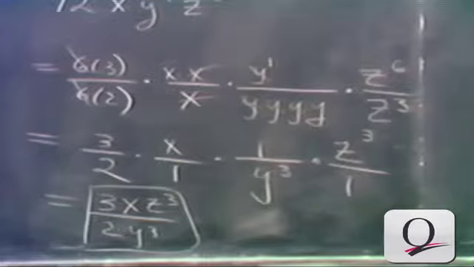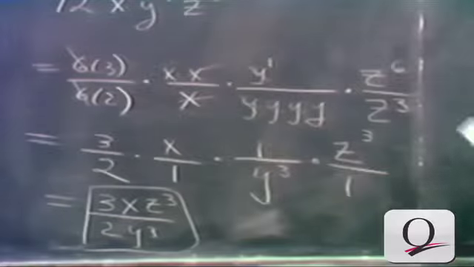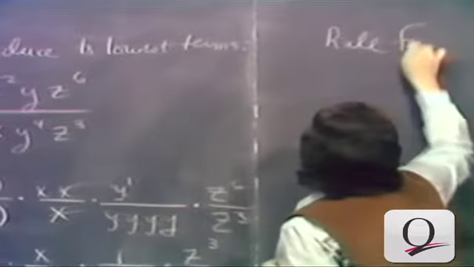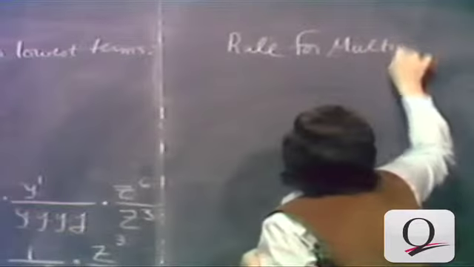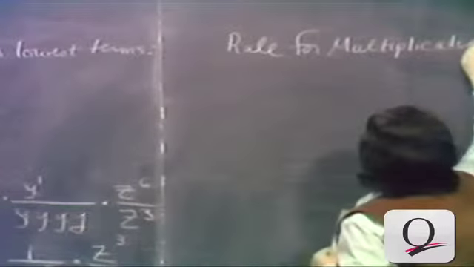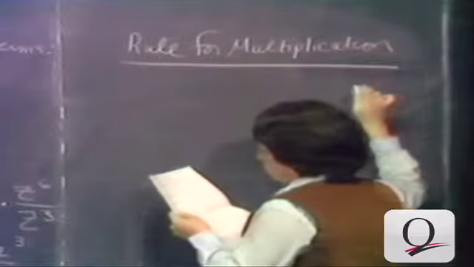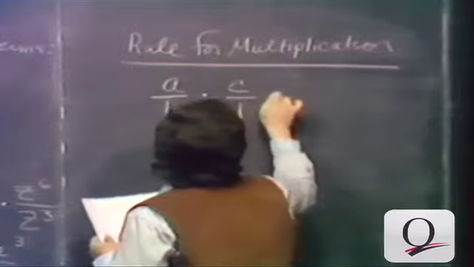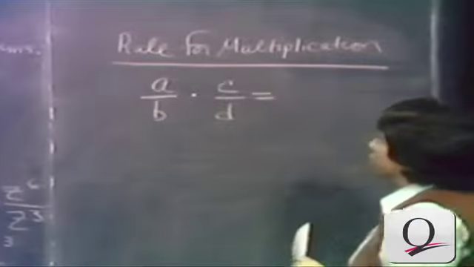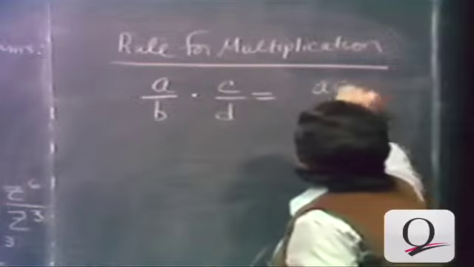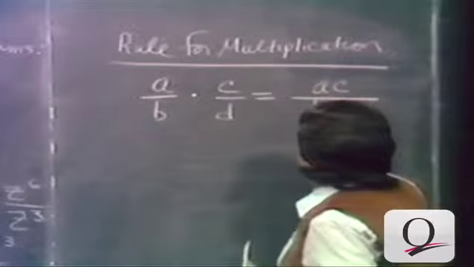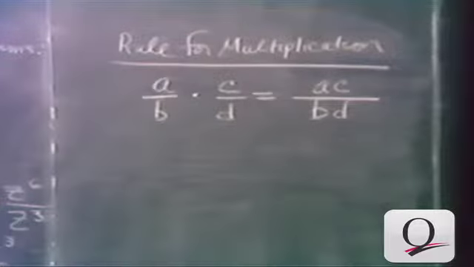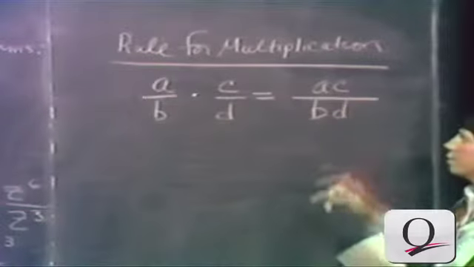OK, in doing this, we were actually sort of using the rule for multiplication of fractions, which I would like to state for you. If you want to multiply two fractions, a over b times c over d, you should multiply the numerators and divide by the product of the denominators. A over b times c over d, you multiply the numerators and divide by the product of the denominators, ac over bd.